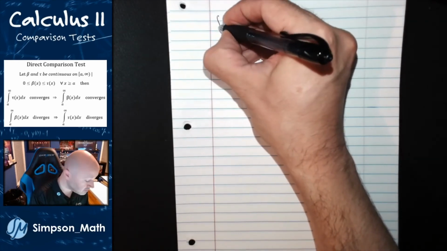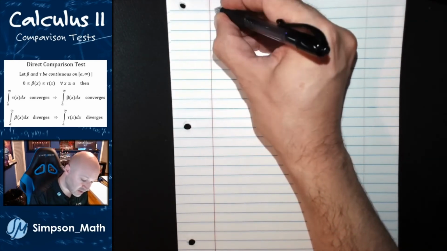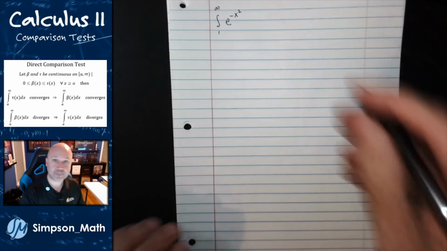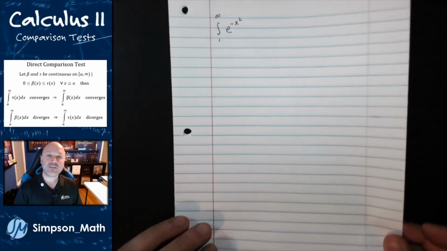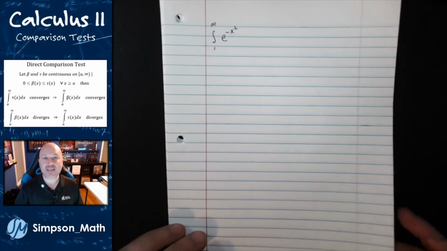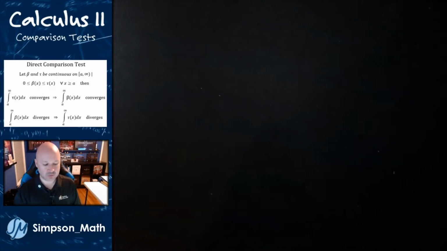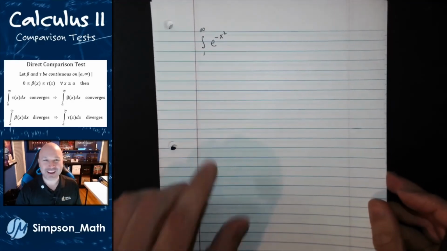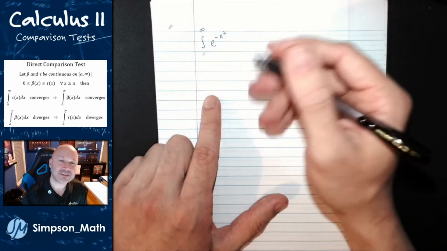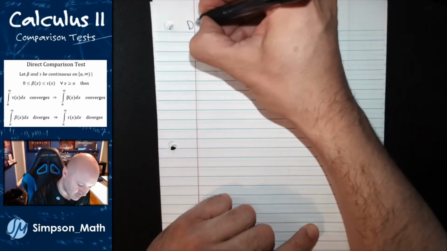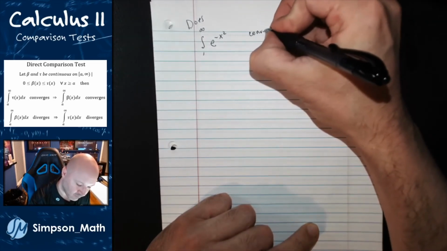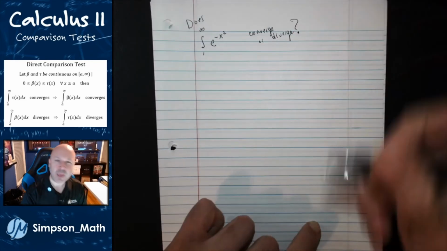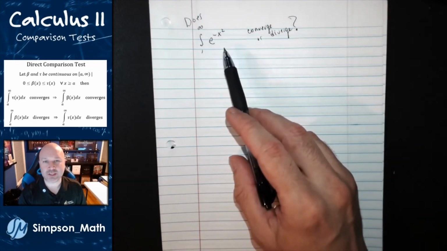Let's look at the integral from 1 to infinity of e to the negative x squared. Now this is actually a famous integral that we cannot integrate. We don't have the tools to actually do it. But we can maybe talk about if it's going to converge or diverge, because it sure does look a lot like the previous one we just did.